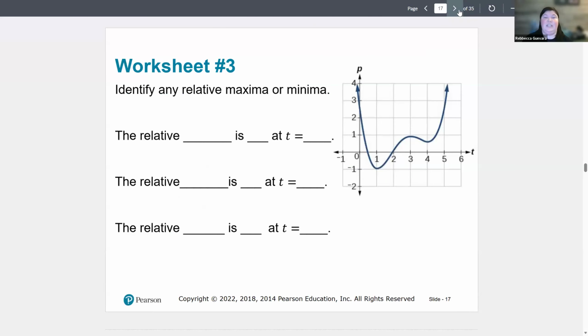So worksheet number 3, take a moment here. So I have this set up. You tell me it's a minimum or maximum, and you tell me what it is, and then ask for t, so your location. So it's asking, like I said, for that, instead of an x, it's going to be t this time. So we're just talking about the independent variable.